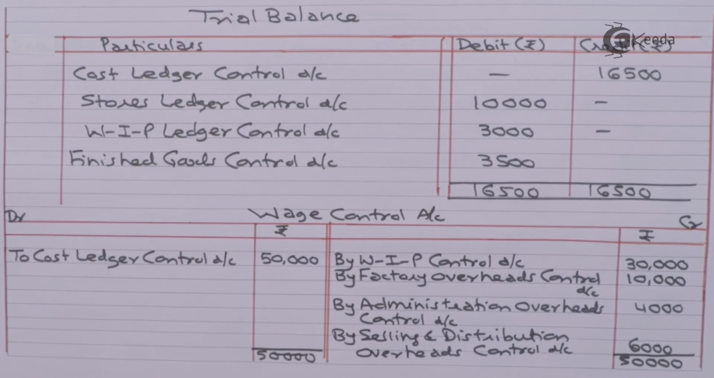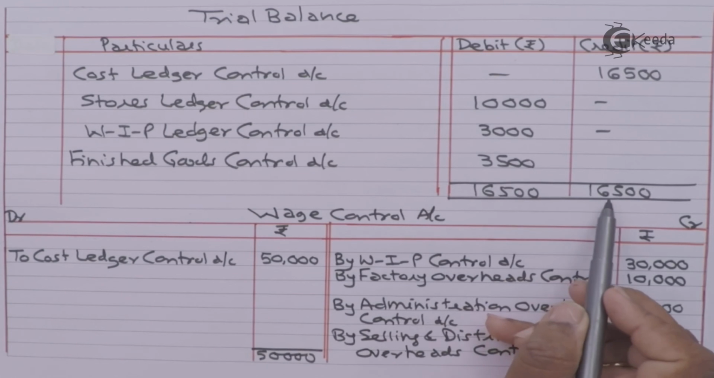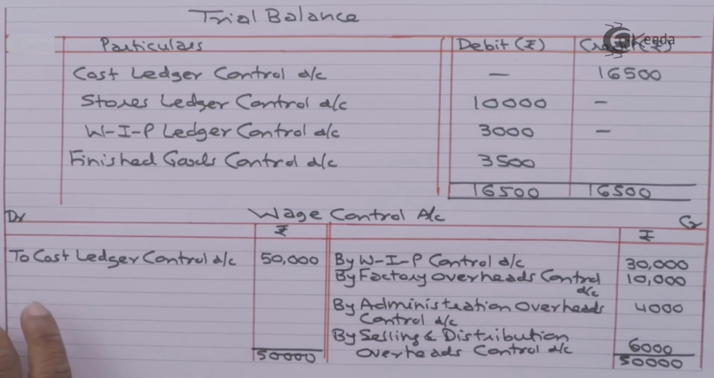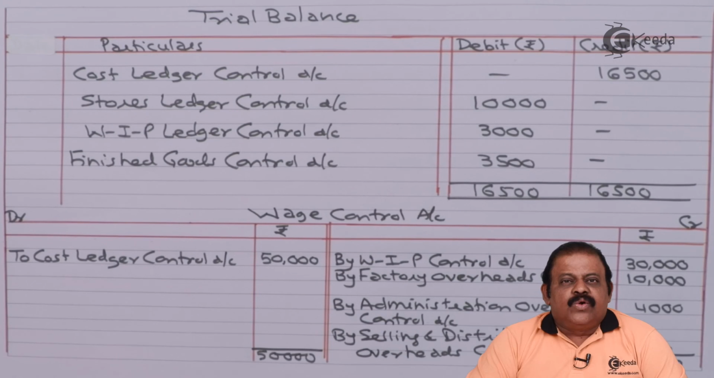We can close trial balance. Debit as well as credit total is 16,500. It means we have done all our postings correctly and ledgers are also closed properly. In this question, we have learned how to give effect to various overheads when they are incurred and recovered. Different values are given.